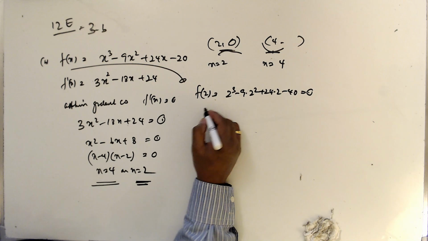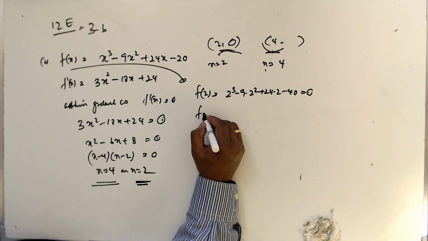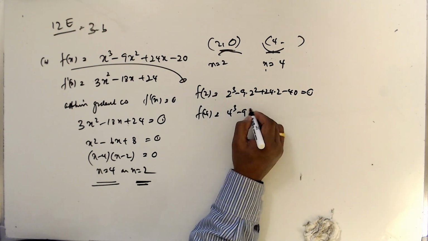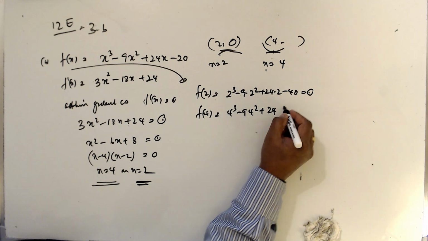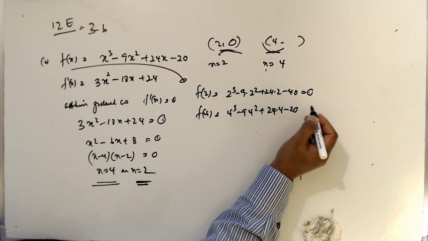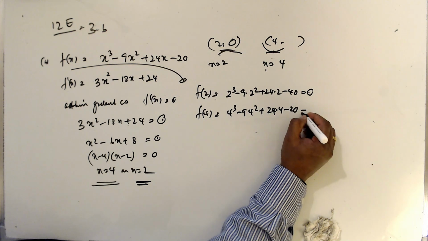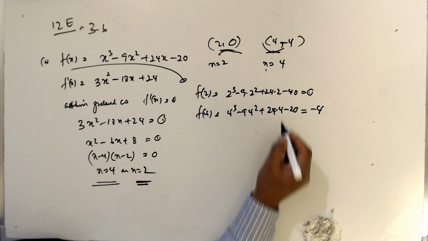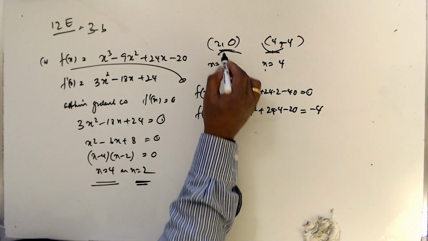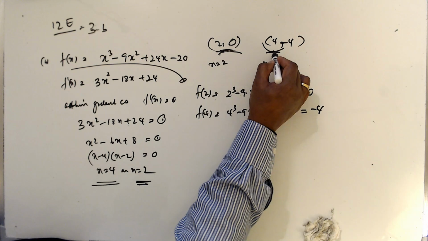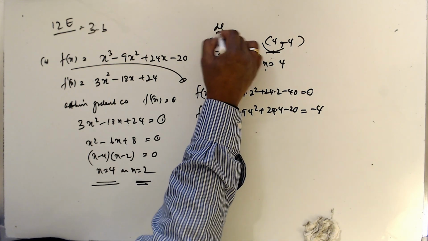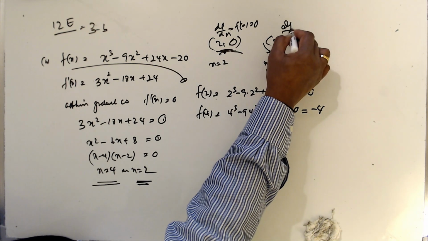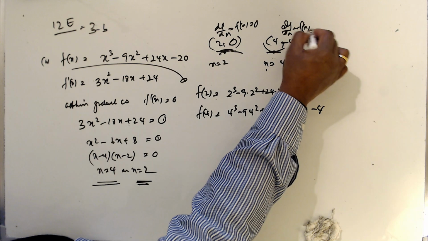When x equals 4, f(4) equals 4 cubed minus 9 times 4 squared plus 24 times 4 minus 20. So this is going to be minus 4. So this is going to be (4, -4). So at those points, dy by dx, or f dash x, equals 0.